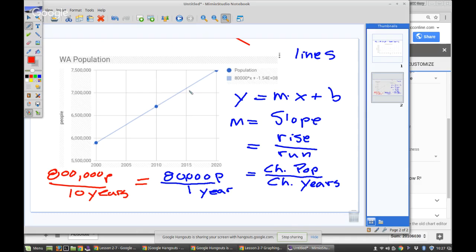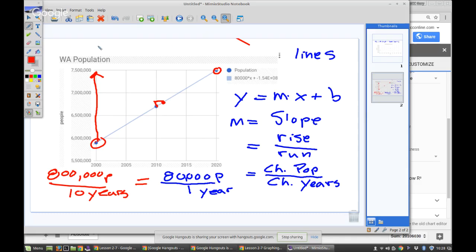Right? And the thing about straight lines is the slope is always the same no matter which 2 points you pick. So if I pick these 2 points, I get a change, a rise of 800,000 divided by a run of 10. That simplifies to 80,000. If I was just going to go from 2010 to 2011, that would have a rise of 80,000 and a run of 1. Go from 2000 to 2020, what's my rise going to be there? It's going to end up being 1.6 million.